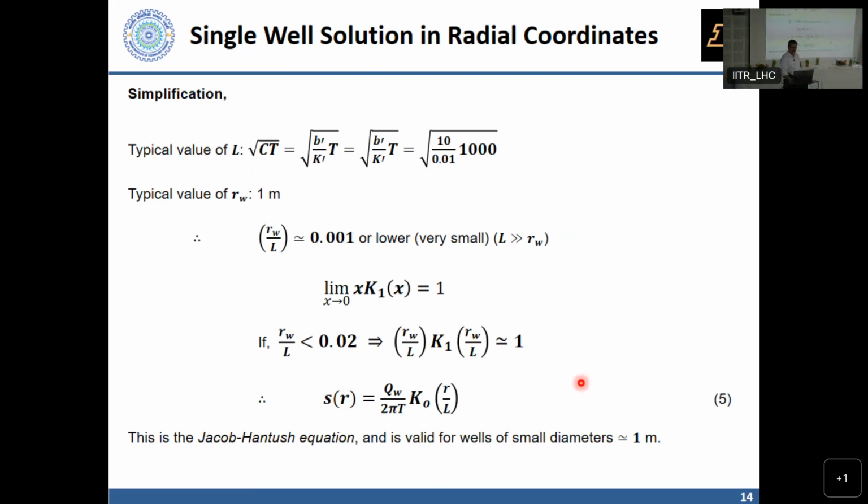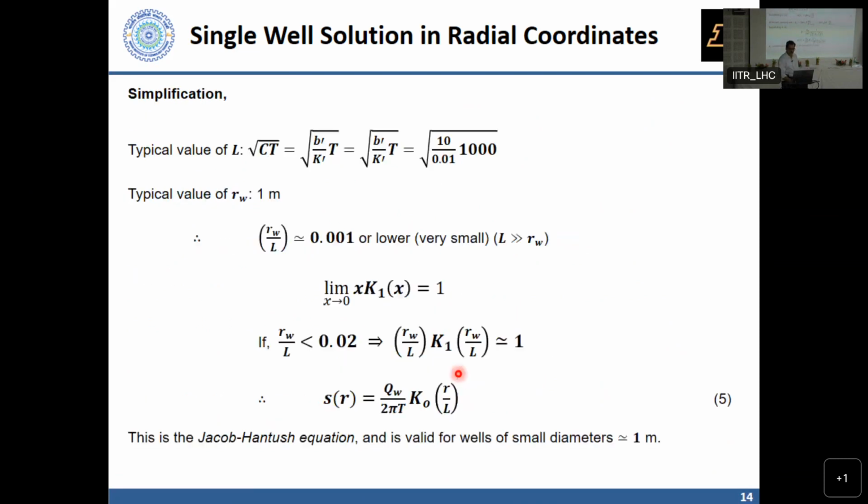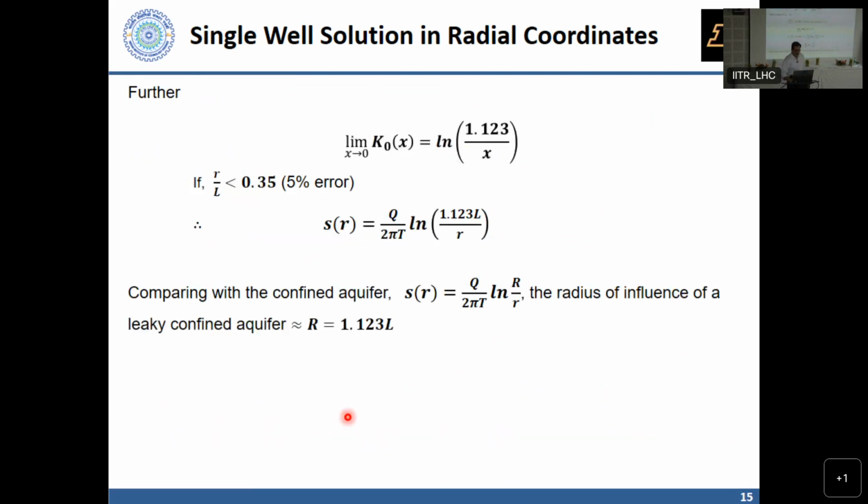All right, so we make this substitution. Typically the radius of the well is much smaller than this capital L. And therefore, we make this particular simplification that when x is small, x times K1 of x is nearly equal to 1. So in our previous solution, if Rw over L is very small, then Rw over L times K1 of Rw over L is nearly equal to 1. And therefore, we end up with a much simpler expression for the drawdown.